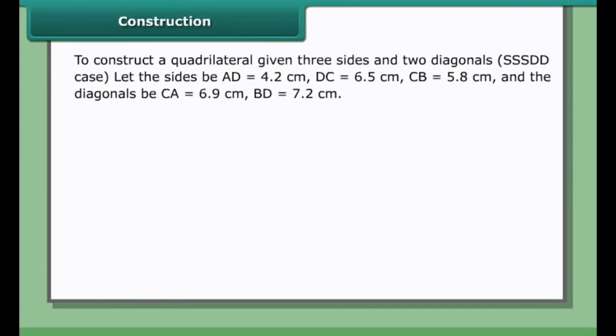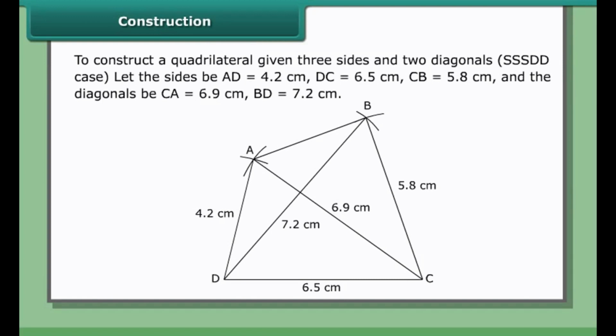Construction. To construct a quadrilateral, given 3 sides and 2 diagonals, SSSDD case, let the sides be AD as 4.2 cm, DC as 6.5 cm, CB as 5.8 cm, and the diagonals be CA as 6.9 cm, BD as 7.2 cm. The 2 triangles we can construct to complete the quadrilateral are BCD and ACD.